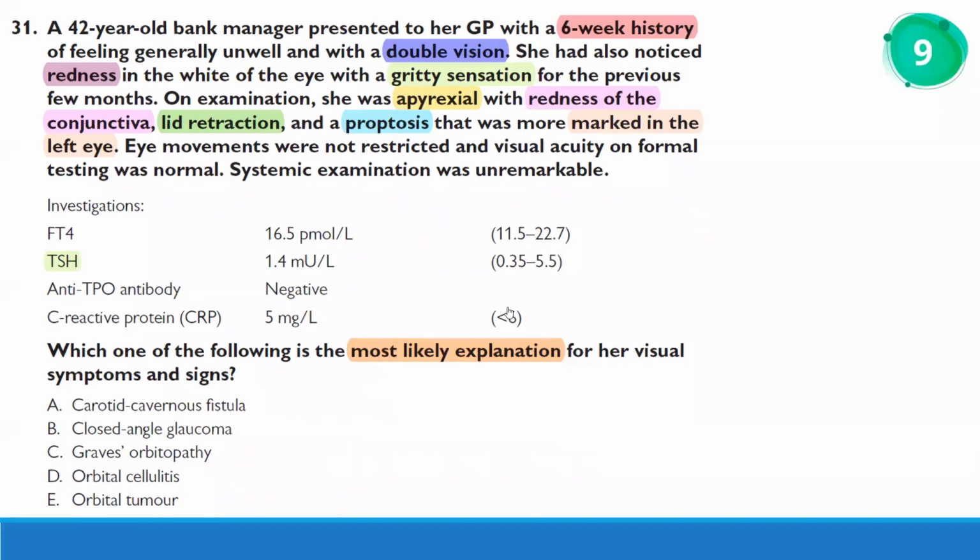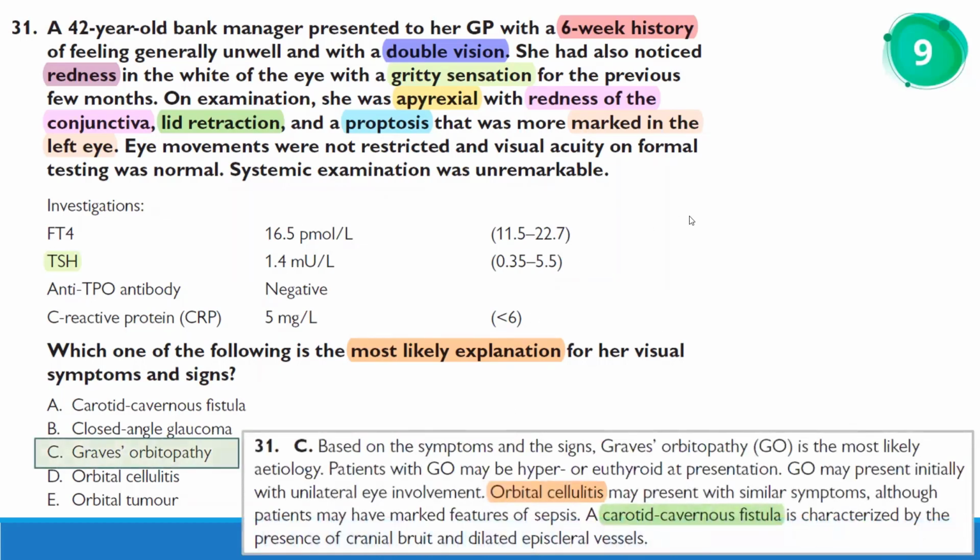I think Graves orbitopathy. Yes, actually, we covered Graves orbitopathy. Even other conditions cannot be excluded 1%, but the most common is Graves orbitopathy. So this is a case of Graves orbitopathy. And don't forget the orbital tumor. Why would we choose orbital tumor in this scenario, when there are no symptoms or signs suggestive of orbital tumor? And this can be diagnosed by CT or MRI.